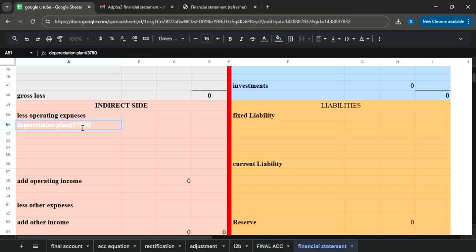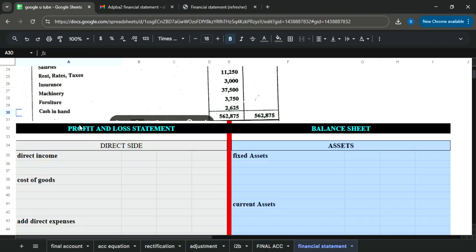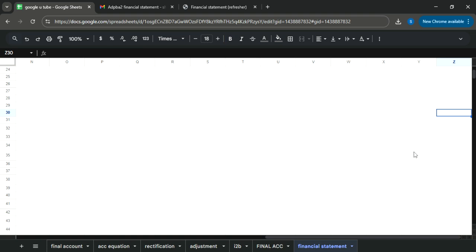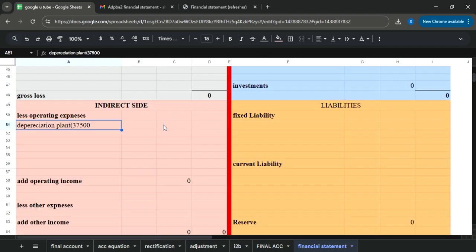Now we will see what the rate of depreciation is. Here you can see a 10% rate would be applied. 37,500 is the amount of plant, and then you will multiply it by 10 divided by 100. In this way you will be able to calculate your depreciation. How? 37,500, the amount of the asset, multiplied by 10 and divided by 100. So the first effect has been completed. Depreciation of plant is calculated.